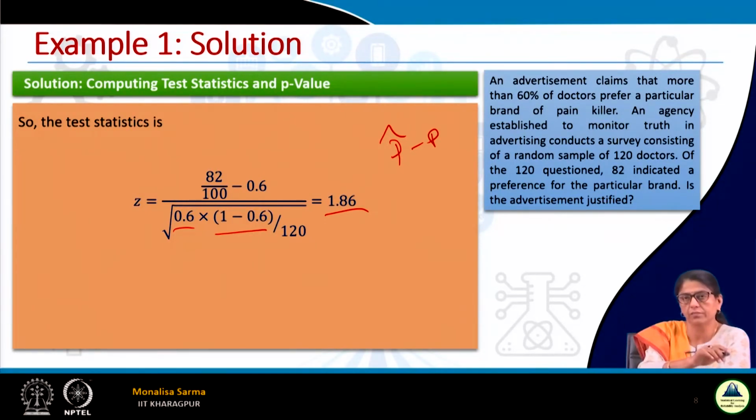And the significance level is given as 5%, which means 0.05. The area is 0.05. So if the area corresponding to this is less than 0.05, then we will reject the hypothesis. So let's do it by computing the p value. You can do the other one, whichever way.